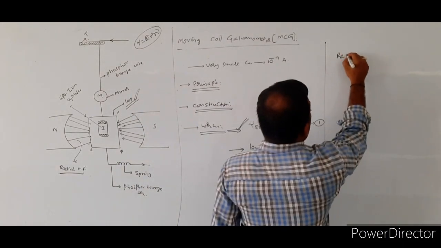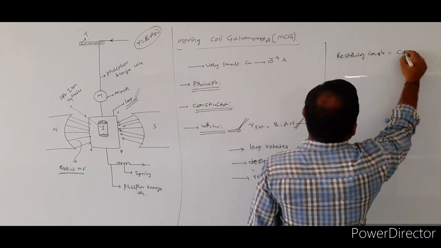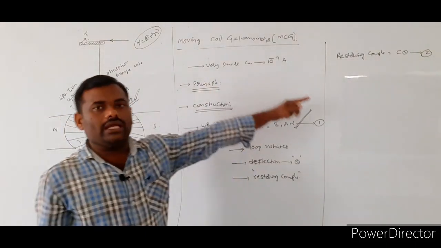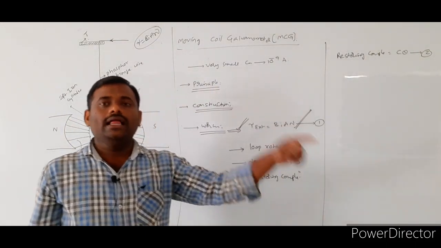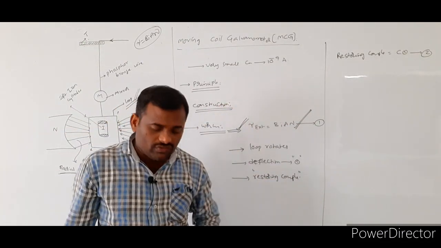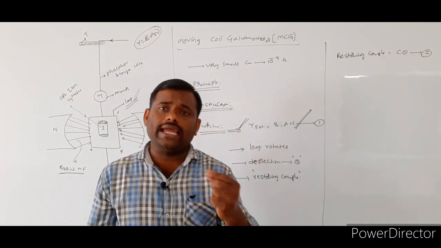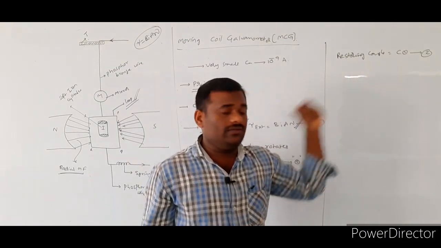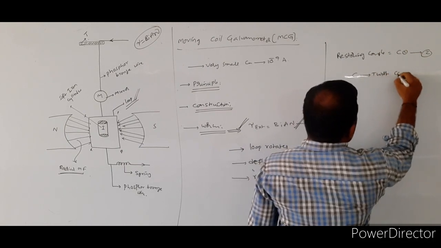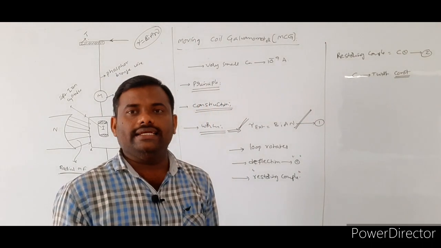The restoring couple produced within the rectangular loop will be given by C into theta, where theta indicates the angle rotated by the rectangular loop, and C indicates what? Twist constant. It is a constant value for a given material.